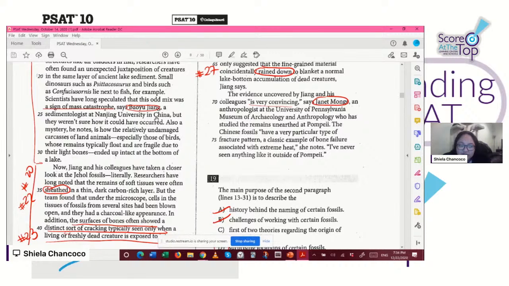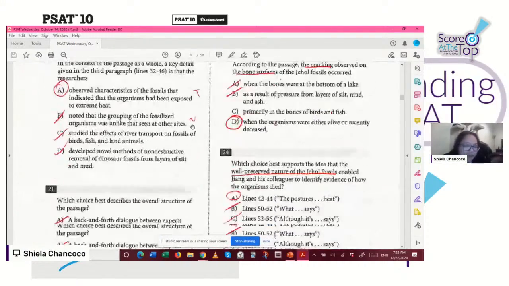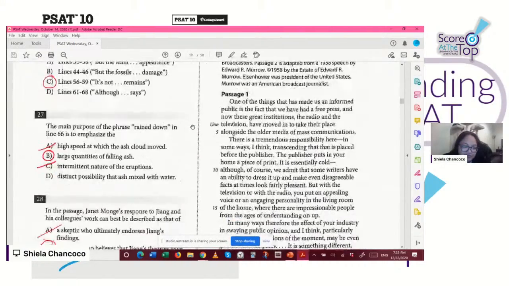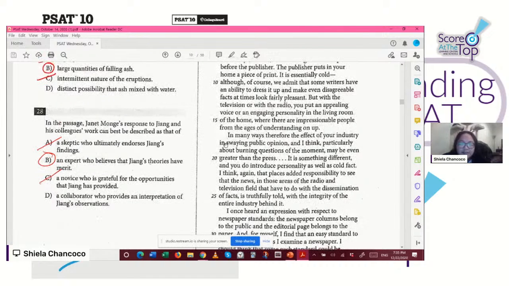So when Jiang was introduced, I think it's a he, sedimentologist in China. So this one is an anthropologist in Pennsylvania, an anthropologist who had studied the remains unearthed at Pompeii. Okay, that's all I need to know. An expert who believes that Jiang's theories have merit, right? Pretty easy. All right, so that's where we're ending the reading section for tonight.